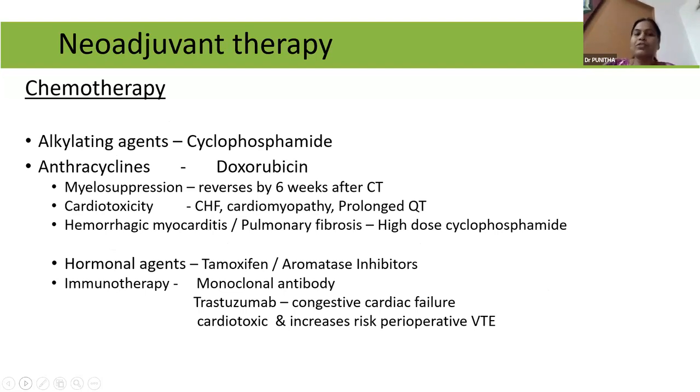So what are the effects of neoadjuvant chemotherapy? Most of the primary breast cancer patients would have received 3 to 6 cycles of chemotherapy before coming to us. The common agents given are cyclophosphamide and doxorubicin. The common side effect is myelosuppression, which can present as pancytopenia with anemia, neutropenia, and thrombocytopenia. And this is expected to reverse by 6 weeks after chemotherapy. If it doesn't reverse, then we have to treat it before taking up the patient.